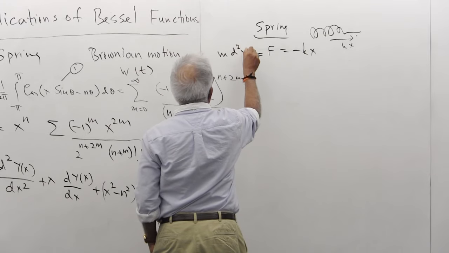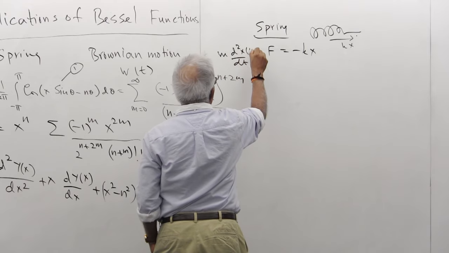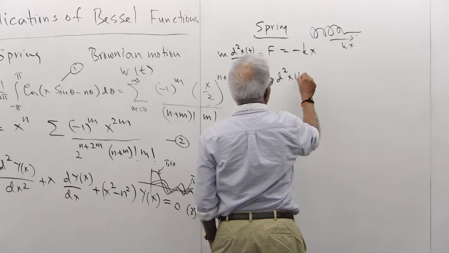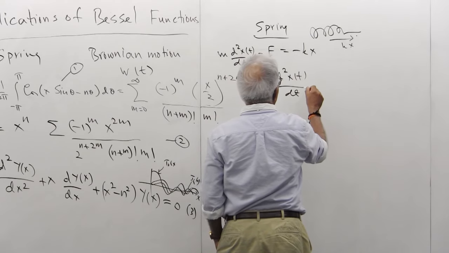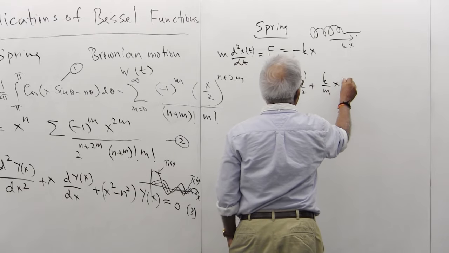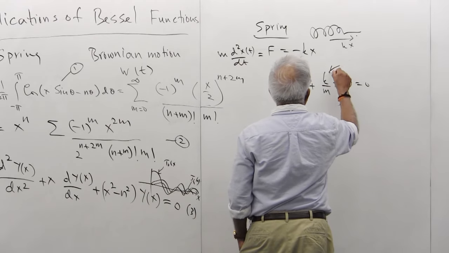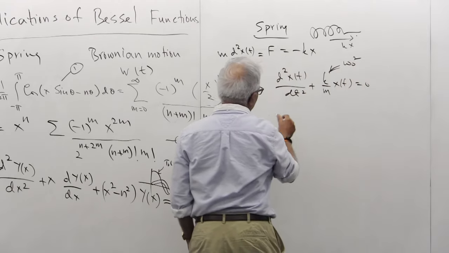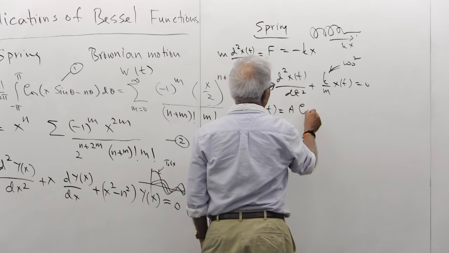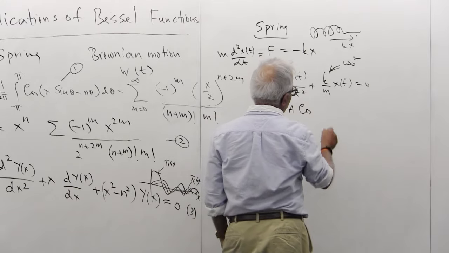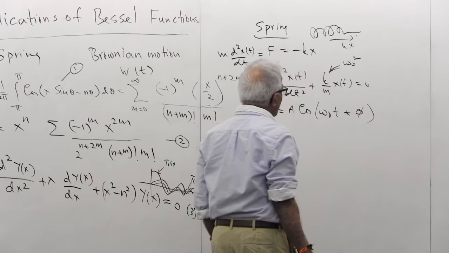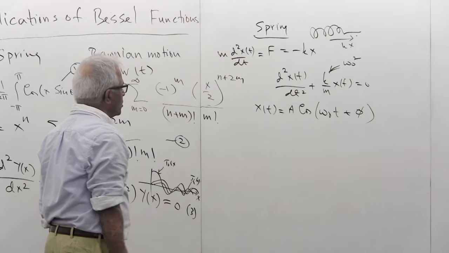So this is m d squared x(t) by dt squared. That gives d squared x(t) by dt squared plus k over m, this is positive, x(t) equal to 0. If you call this quantity omega 0 squared, the solutions are well known. For an ideal spring, it's just a cos(omega naught t) plus b sin(omega naught t). So this is undamped motion; it goes on forever.